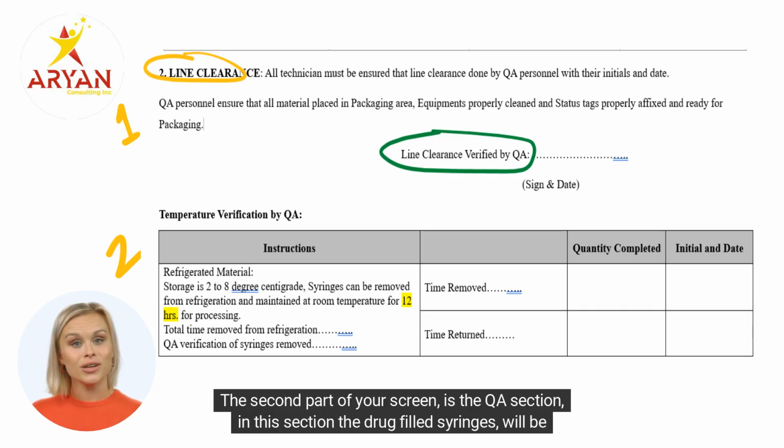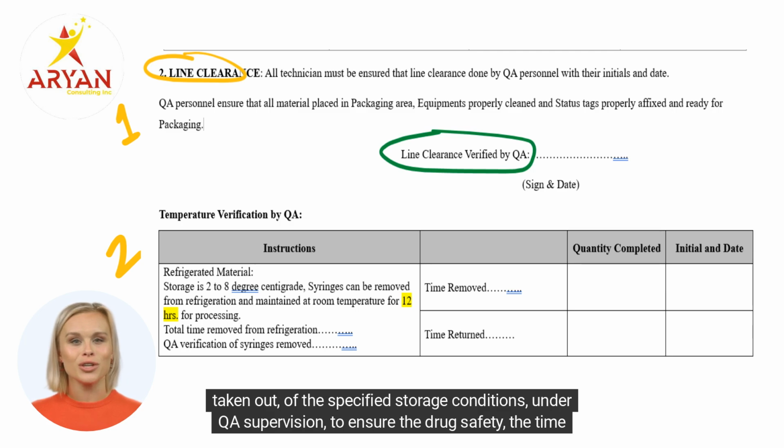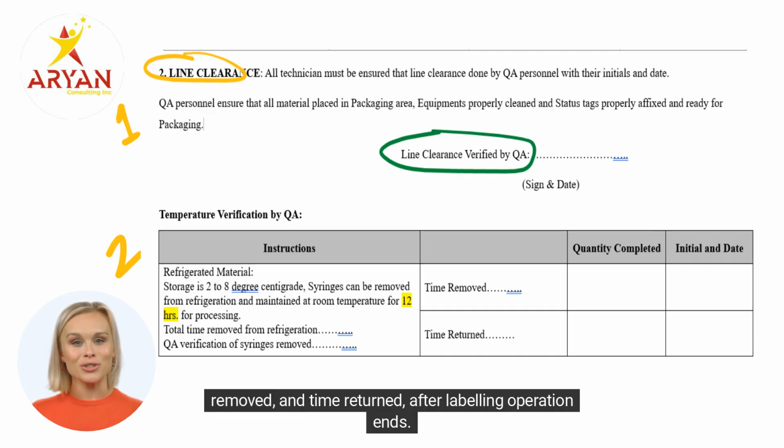In this section, the drug-filled syringes will be taken out of the specified storage conditions under QA supervision to ensure the drug safety, the time removed, and time returned after labeling operation ends.